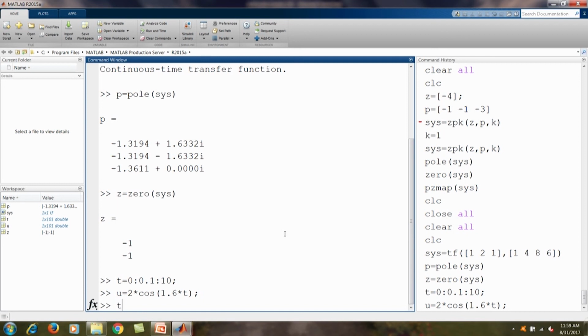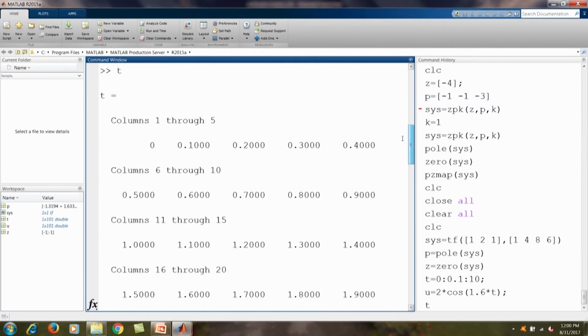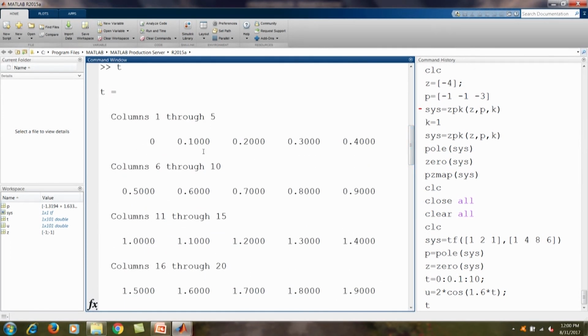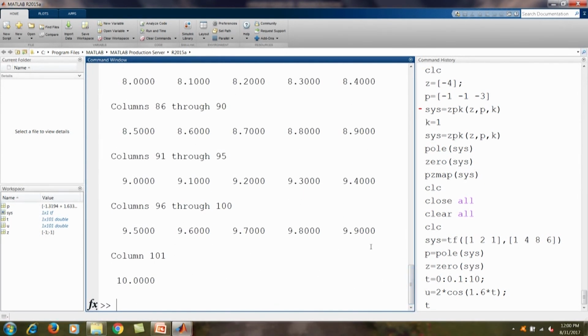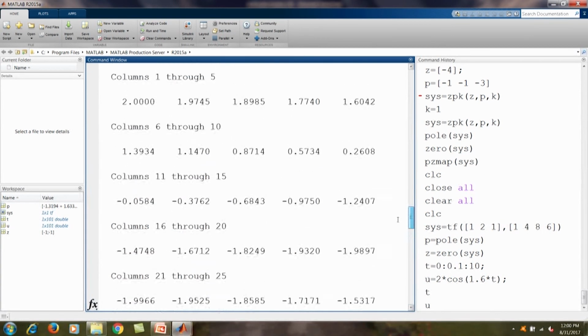Now you can see what t is. t is the time. You can see here we are starting time from 0. We have given the increment 0.1 till 10 seconds. So 0, 0.1, then increment of 0.1 will make it 0.2, then 0.3 and so on till 10 seconds. So here you can see 9.9 and then 10. Now u is defined for each of these points with the function 2 cos 1.6 t. Again it has calculated the values of u.